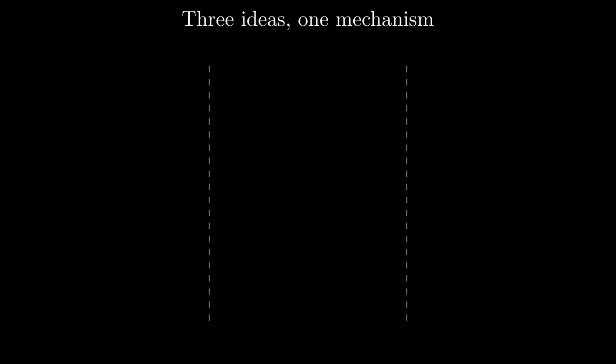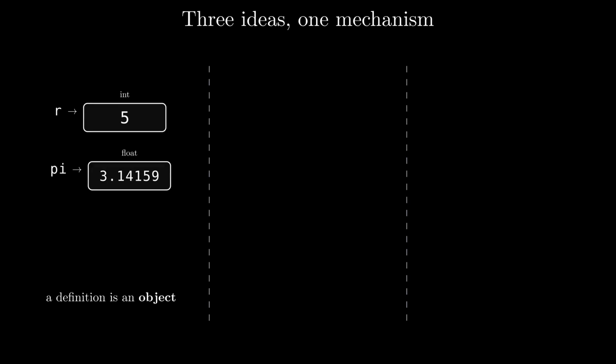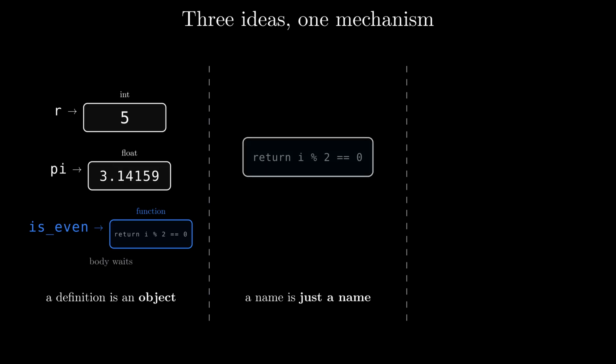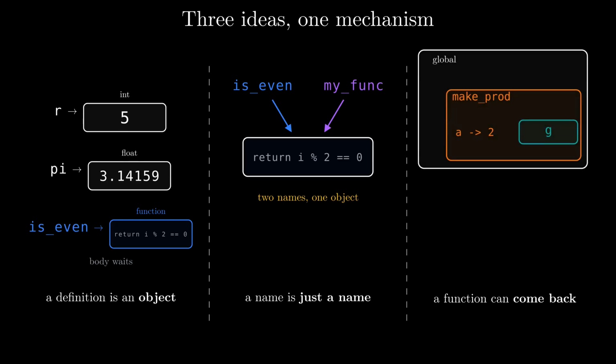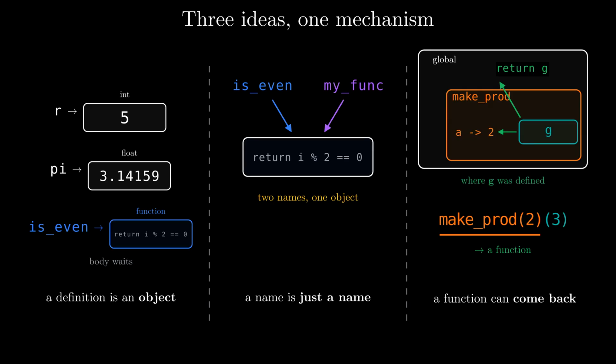Three ideas, one mechanism. First, a function definition is an object in memory with a name attached. No different from an integer or a float, and its body waits until something calls it. Second, because a name is only a name, you can attach a second one. my_fun equals is_even, and you get an alias, not a copy. Third, a function can return another function object, and that is what makes a chain call legal. make_prod of 2 evaluates to a function, and only then can 3 be handed to it, with a still found in the enclosing scope where g was defined.